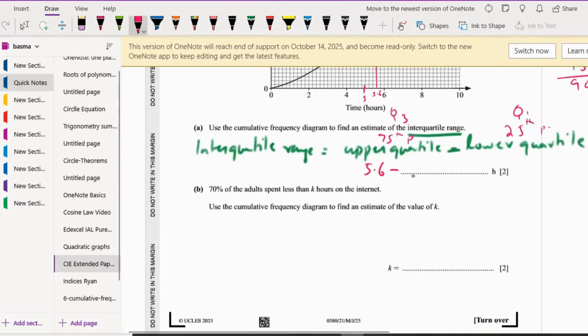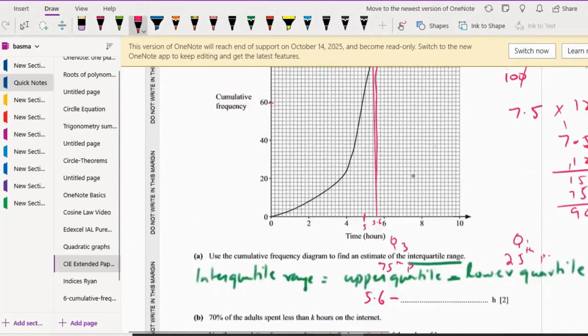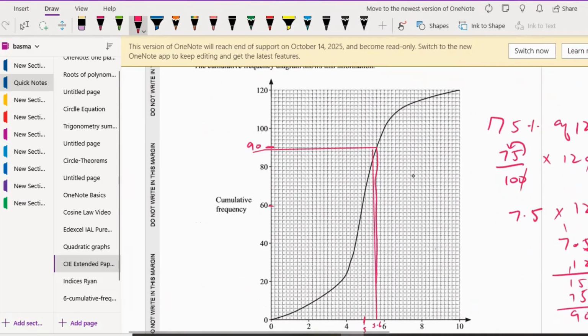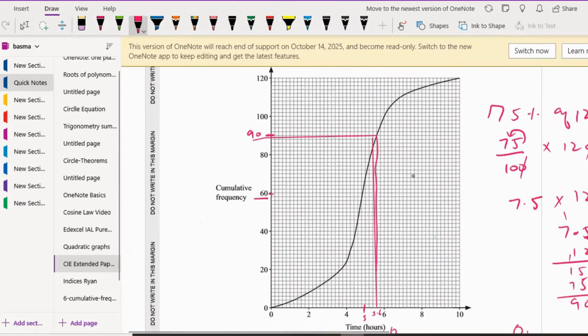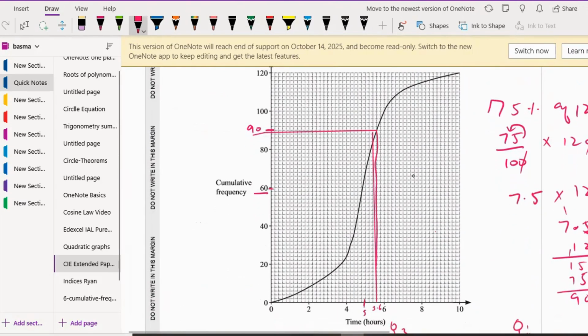5.6 minus the lower quartile. The lower quartile is 25% of the cumulative frequency. As you know, 50% of 120 is obviously half of 120, which is 60, and 25 is half of 50, so half of 60 will be 30. Or you can do it this way: 25% of 120, 25 divided by 100 times 120. Solve it and you will get 30. And this is 20, 1 2 3 4 5, that's 30 here.